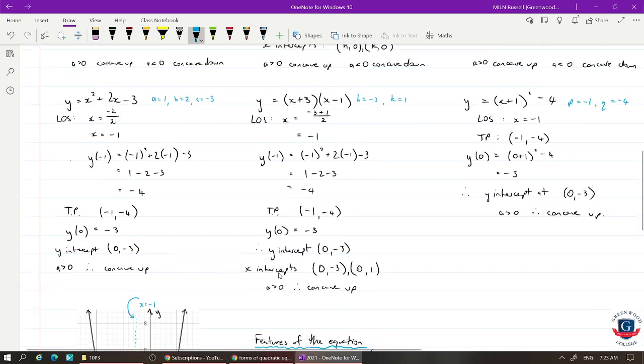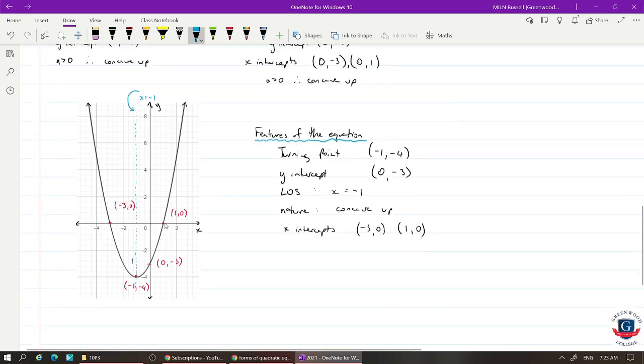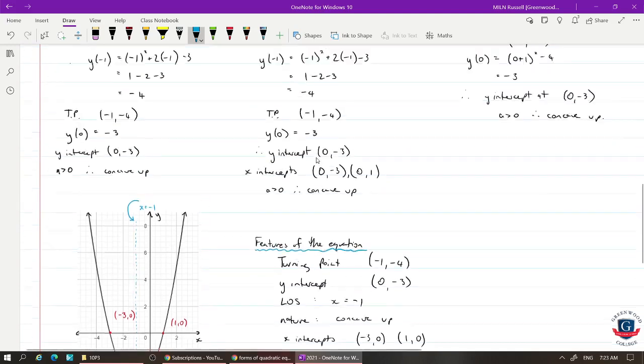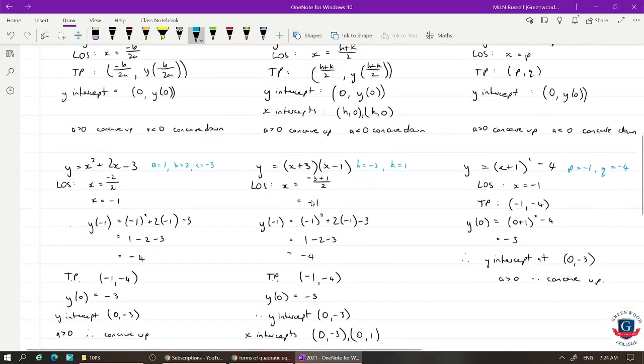For the line of symmetry, you can see here that the line of symmetry is midway between these 2 points. So if I know what these 2 points are, I can add them together and divide by 2, which is what happens here. It gives me the line of symmetry is x equals -1.